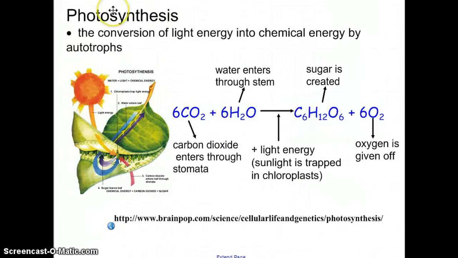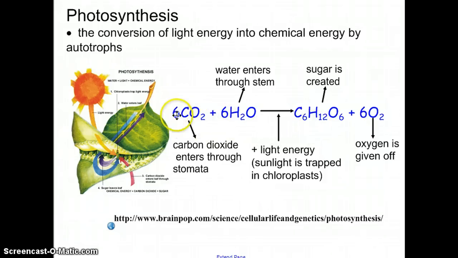For photosynthesis, what this actually is, is the conversion of light energy into chemical energy used by autotrophs. So, in layman's terms, that just means that we're taking the energy from the sun's photons and we're transforming that energy into cell fuel, basically, energy that the cell can use. So, this is the chemical equation that's used to describe what actually happens in photosynthesis.